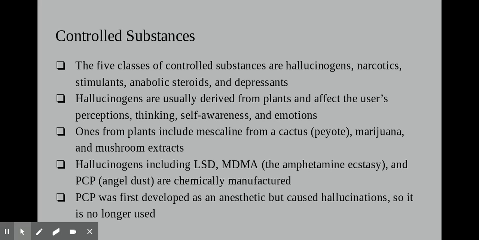PCP has been used certainly as an anesthetic. Same thing with cocaine, I think, which had the same usage at one time, that it was used as an anesthetic, so like a numbing before a procedure or surgery, but it's no longer used because of the hallucinations.